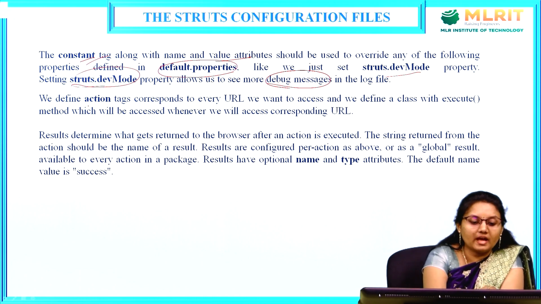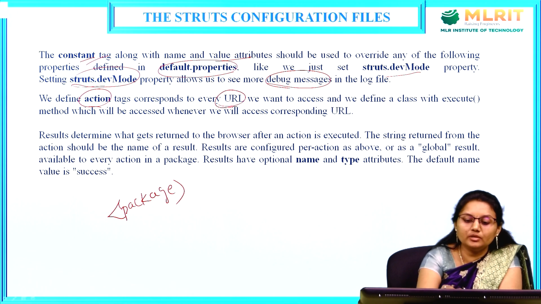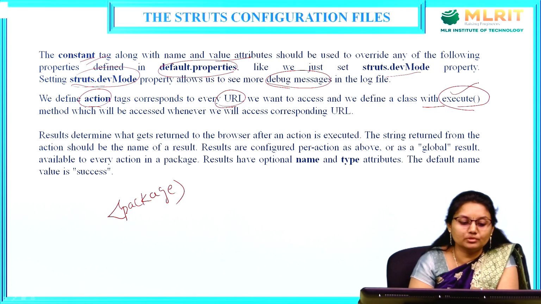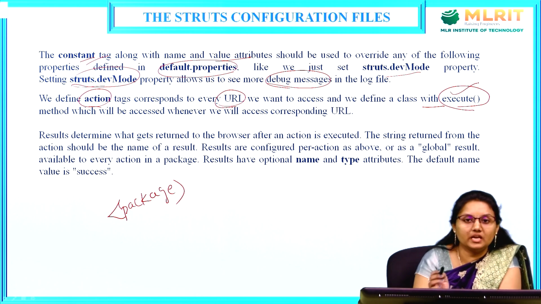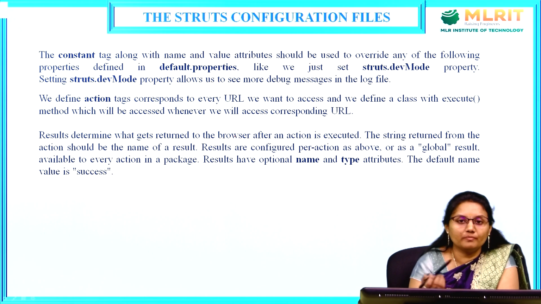So we define action tags. Action has to be given inside the package tag. It corresponds to every URL we want to access, and we define the class with an execute method. So this execute method is used to define that and will be accessed anywhere with that URL. And results determine what gets returned to the browser. So results means what? Obviously the output.